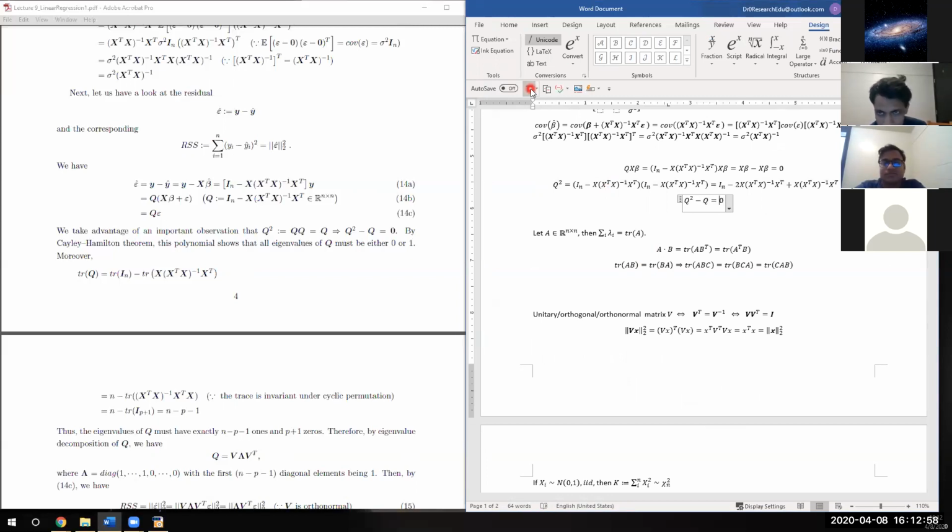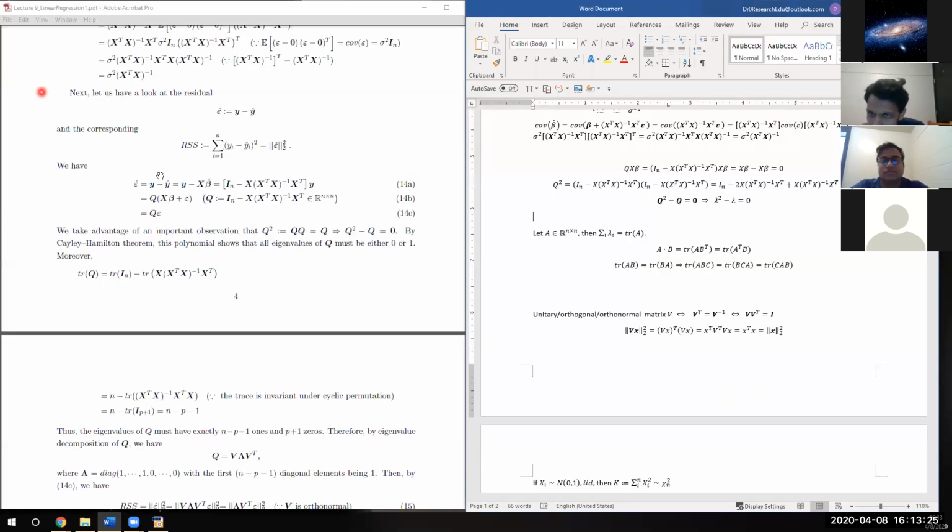Okay. This tells you, let me make it bold, because this tells you that they are indeed matrices. Q squared means QQ, okay? Because Q is a square matrix, so I can do Q squared. This tells you that lambda squared minus lambda equal to 0. That's the power of the Cayley-Hamilton theorem. You know what I mean? Any polynomial that you have.